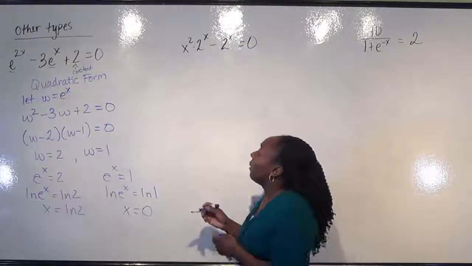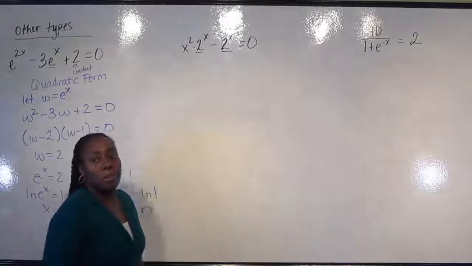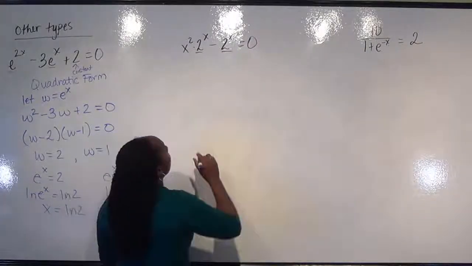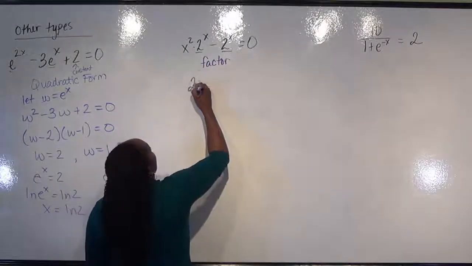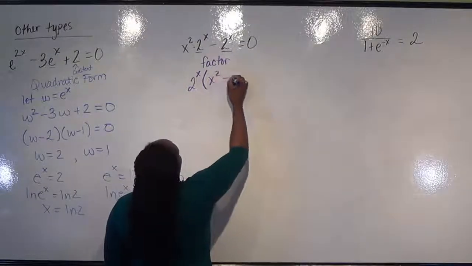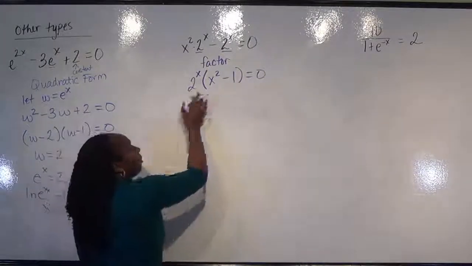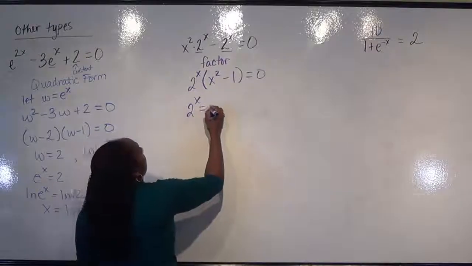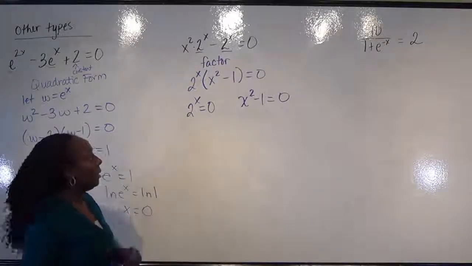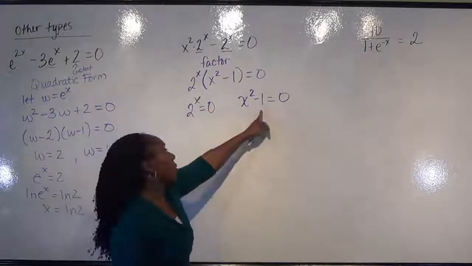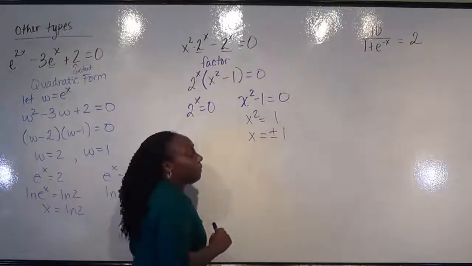Here, I want to look at the equation, and the first thing I notice is there's a 2^x in both of my terms. So I'm actually going to factor. I'm going to factor out a 2^x, and we'll get x squared minus 1 equals 0. Now I can solve, since I've got my zero product property. This says that 2^x equals 0, or x squared minus 1 equals 0. This one goes back to prior stuff: x squared will equal 1, so x equals plus or minus 1.